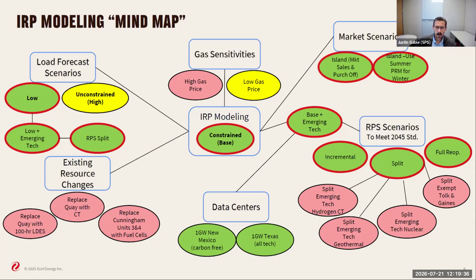Other changes in this, I think that really captures all of the other changes. You do see that we have what we call our split emerging tech scenarios, and these ones have hydrogen CTs, geothermal, nuclear. Those are all force-in scenarios where we're taking the split RPS scenario and adding those technology types to them, and then allowing the model to re-optimize around those selections. All those have been previously identified, though.